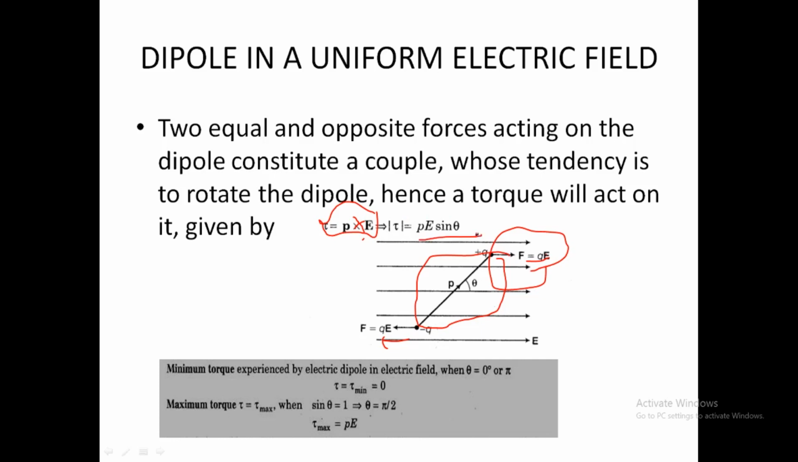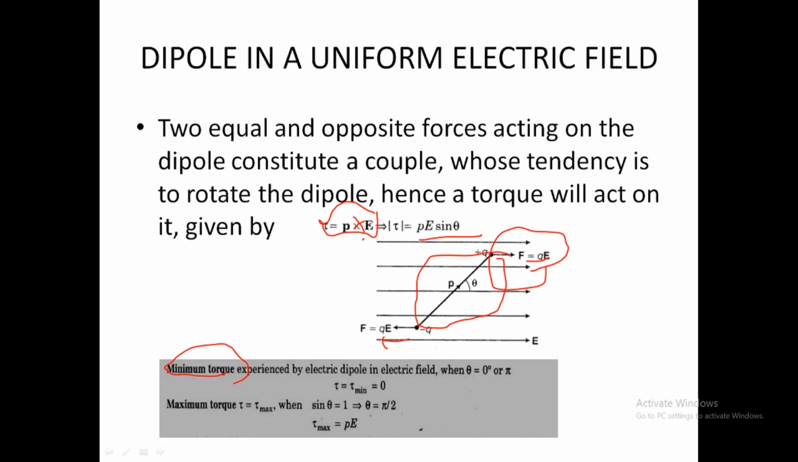P E sin theta. When a dipole is placed, minimum torque will be produced when it is along the direction of the electric field, that is, when theta is 0 degrees or pi, there will be minimum torque. The torque will be nil actually. After a certain point, the dipole will achieve an equilibrium position and will not rotate further.